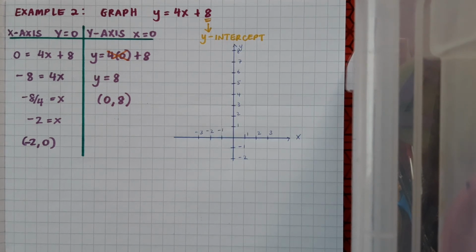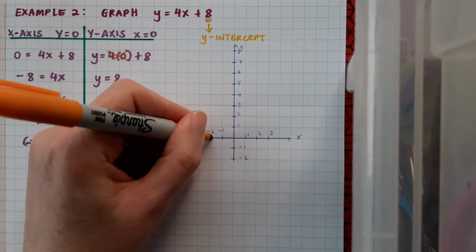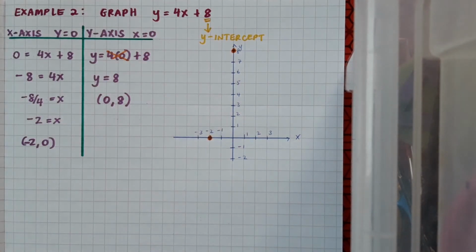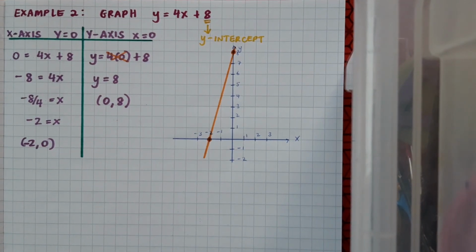And now that I have my xy plane, in I go with my points. So the point -2, 0 is going to be located here. And the point 0, 8 on the y-axis is going to be located here. And then I'll simply join them together to get my line.